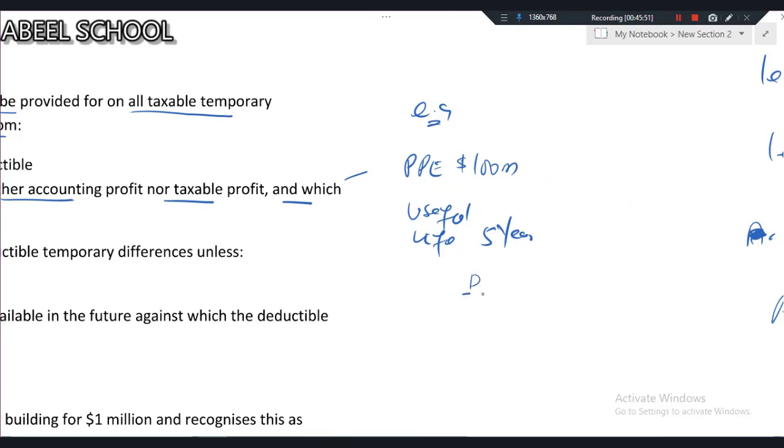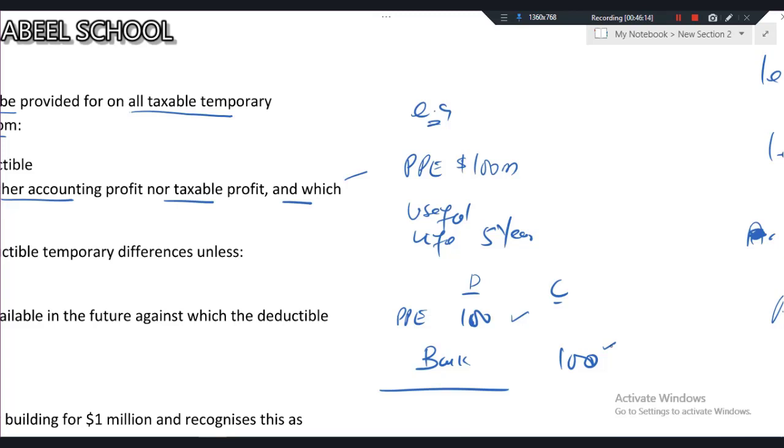Day 1, what will be the entry of day 1? Property, plant and equipment debited by 100 million, assuming the bank is credited by 100. So on day 1, you can see the debit and credit. At the time of initial recognition, means at the time of transaction, look at the debit and credit. This debit and credit is not affecting the accounting profit. It is not affecting the taxable profit as well. Okay.